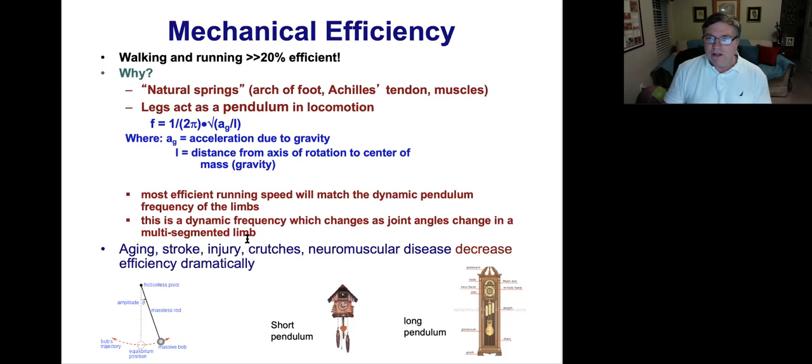But anything that changes a person's gait can affect the amount of force and energy that can be stored in those springs, and also affect pendulum motion, therefore reducing the efficiency by increasing the energy that you have to expend. So as people get older, your VO2 max and your aerobic ceiling decreases, but the amount of energy it takes to do the same amount of work increases. So you really get caught in the middle in terms of getting tired in endurance. So aging, stroke, orthopedic injuries, neuromuscular disease can greatly decrease mechanical efficiency.